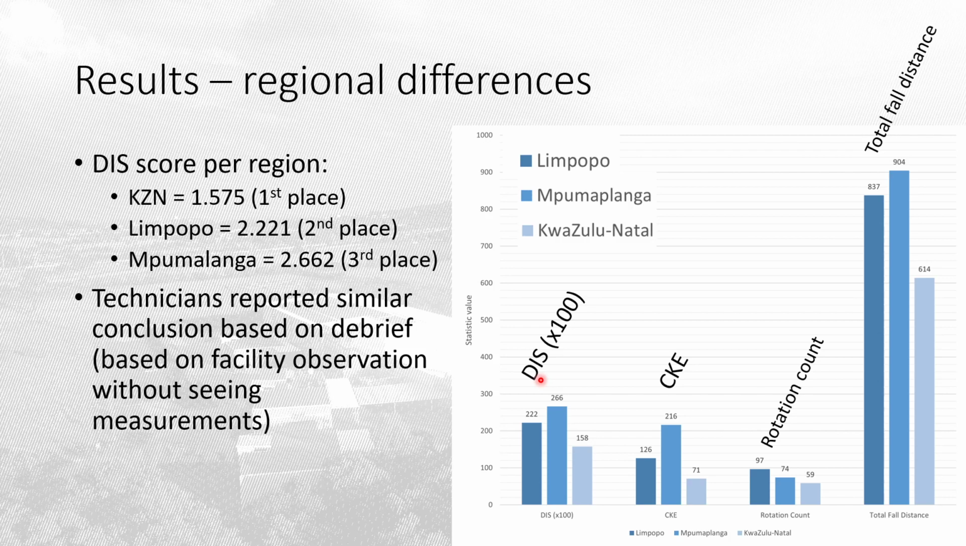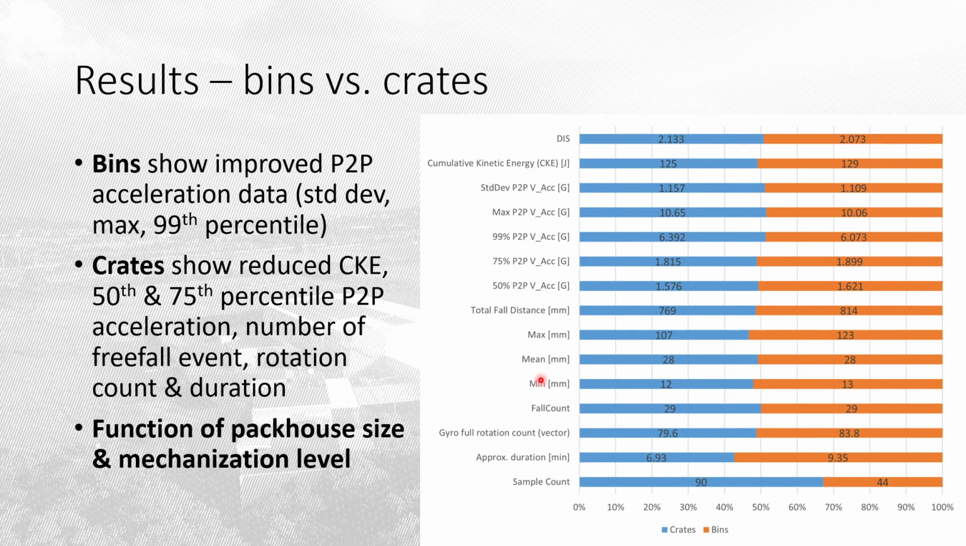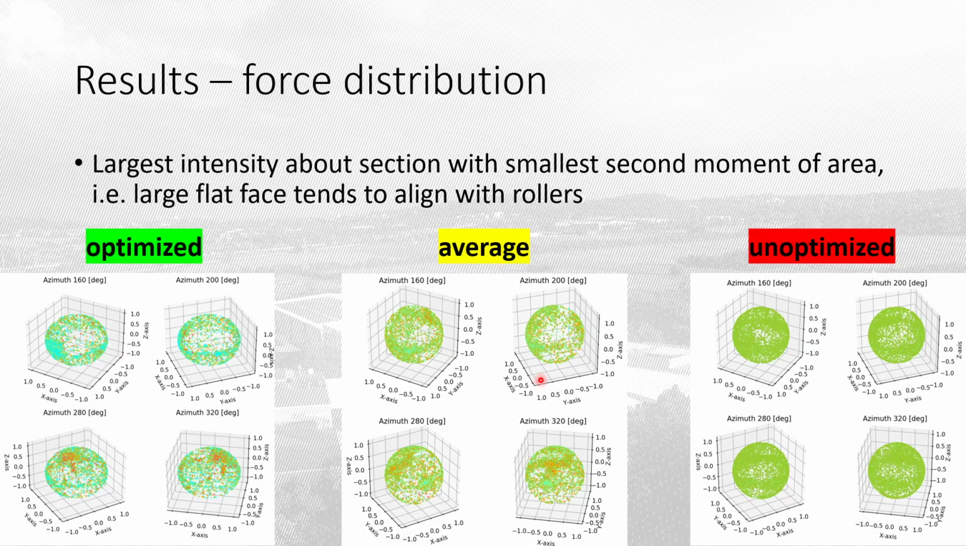This also corresponds with the observations of the technicians, who reported that KZN looked to them to be the most optimized packhouses. Overall, we see that the bins show improved peak-to-peak acceleration data, but it depends on what kind of statistic you look at. Only minor differences, but this appears to be a function of the packhouse size and the mechanization level itself. So you cannot necessarily say bins or crates, one is better than the other. You have to look at the whole picture holistically.